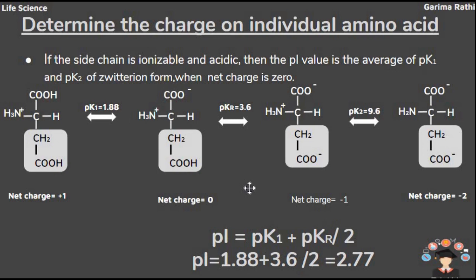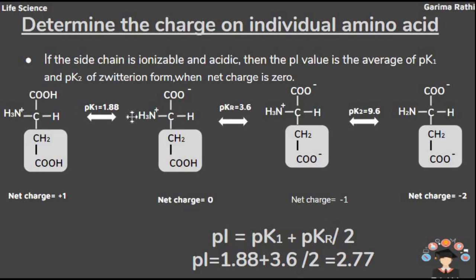Next, if the side chain is ionizable and acidic, such as in the case of aspartate and glutamate, I use aspartate as a reference. In aspartate, there are 2 carboxylic groups: one is the alpha carboxylic group and another is present in the R side chain. Both carboxylic groups have different pK values because of their presence at different positions.